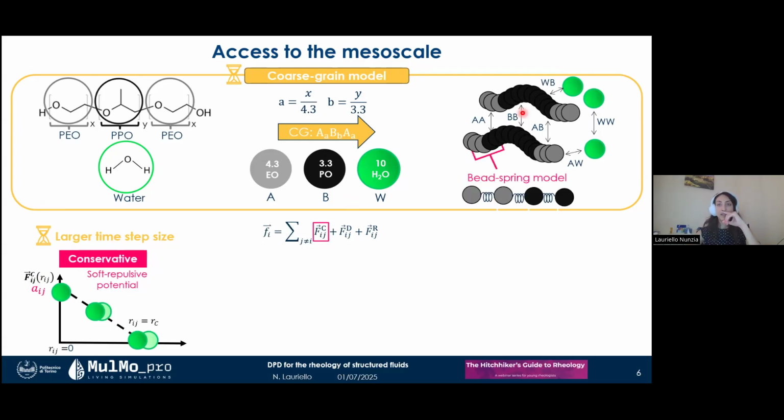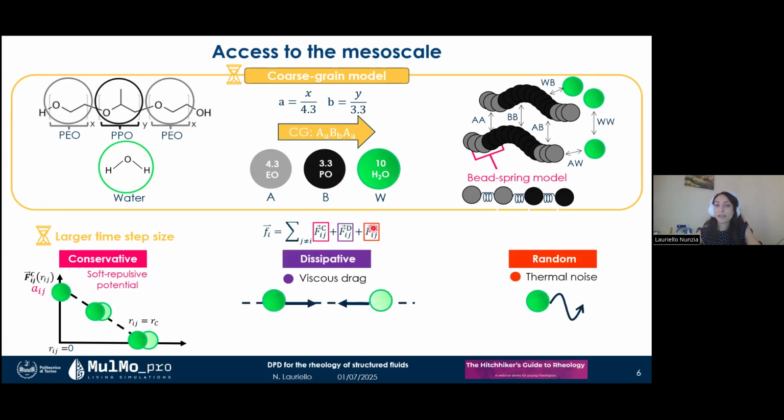involved in the system. Another conservative contribution comes from the harmonic potential that models bonds within the chain through the bead spring model. The degrees of freedom removed through the coarse graining procedure are reintroduced in the system through pairwise dissipative and random forces that describe, respectively, the viscous drag and thermal noise in the system and are related to each other through the fluctuation dissipation theorem, where gamma is the intensity of the dissipative force and sigma is the intensity of the thermal noise. These two parameters are linked to each other to ensure that the DPD acts as a thermostat, the DPD thermostat.